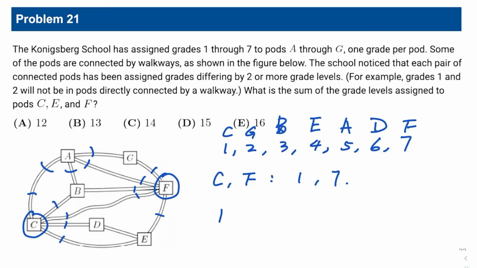So grade 1 is at C, grade 7 is at F, and grade 4 is at E. So the sum is 12. The answer is A.